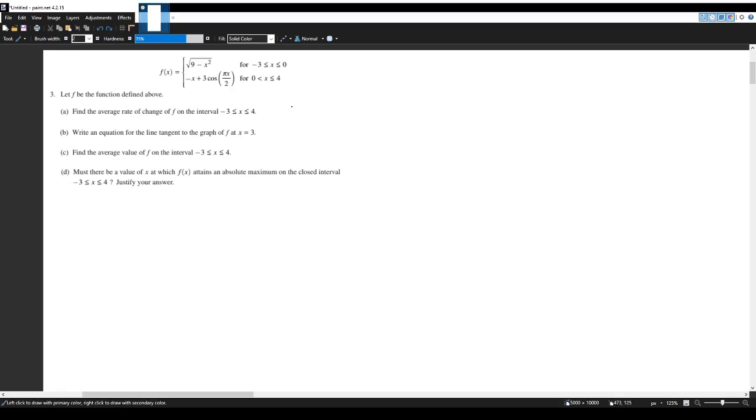So for average rate of change, we only need the first point and the last point, and then we just want to find the slope between those points. So let's plug in -3 into the first equation. We would have root of 9 minus (-3) squared. Of course, that's root of 9 minus 9, so that's 0.